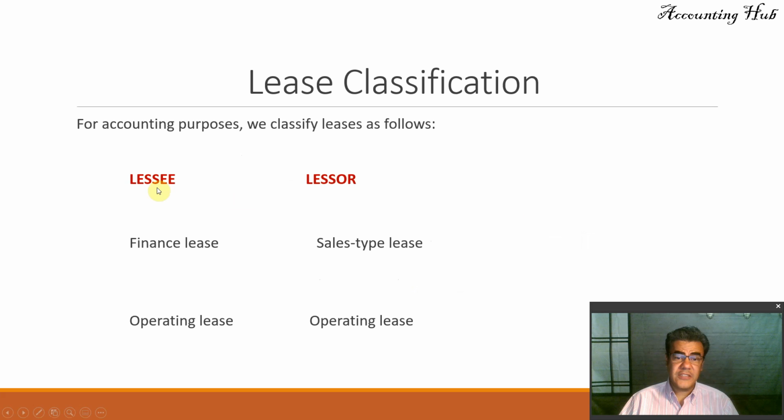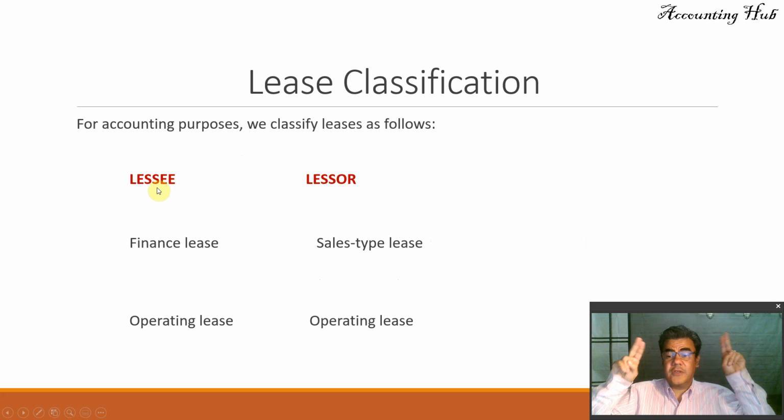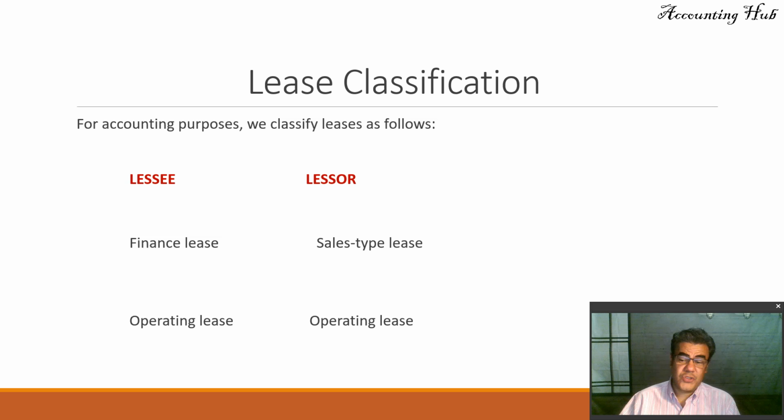The lessee is the one who is, in quotes, purchasing the asset. The lessor is the one who is, in quotes again, selling the asset. So we have finance lease and operating lease. For the lessor, the finance lease is a sales type lease. And with this sales type lease, we can have profit or not.